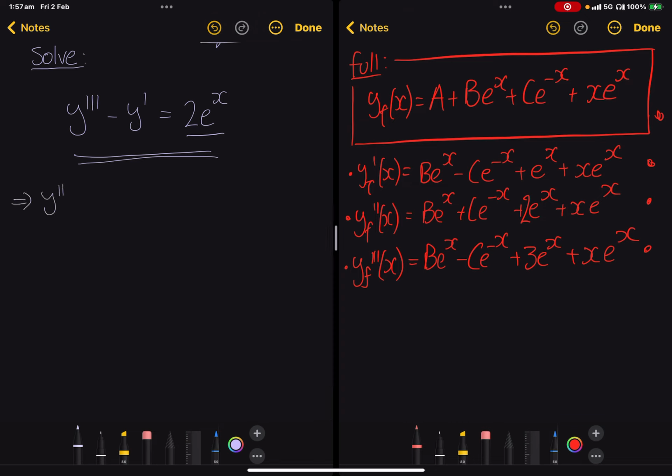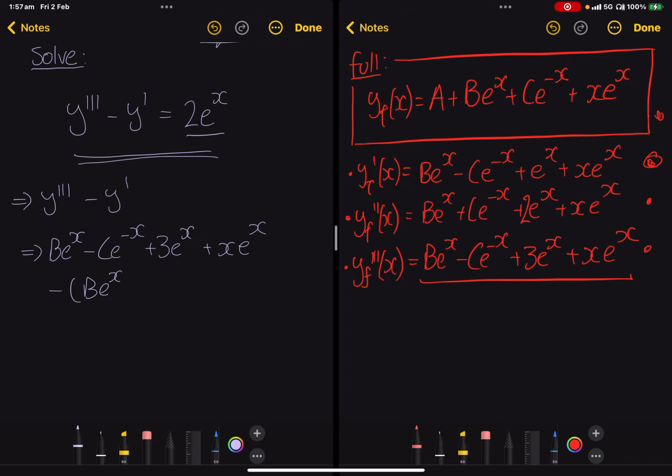So this implies y triple prime minus y prime is equal to y triple prime, which is this. We have b e to the x minus c e to the minus x plus 3e to the x plus x e to the x, minus y prime, the first derivative, which is this, b e to the x minus c e to the minus x plus e to the x plus x e to the x. This is apparently all equal to 2e to the x.